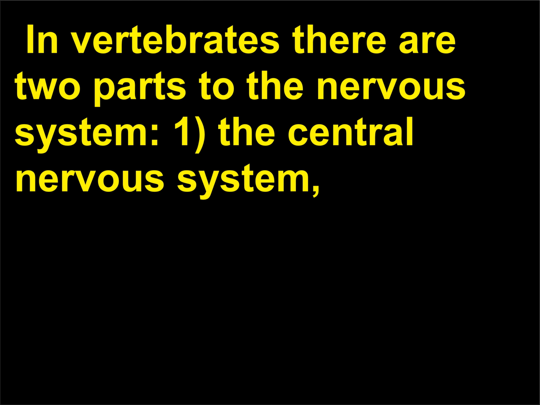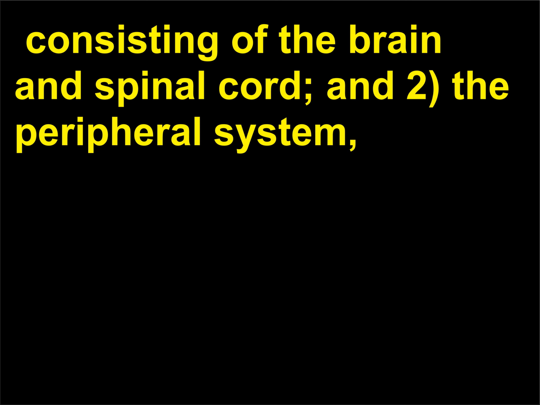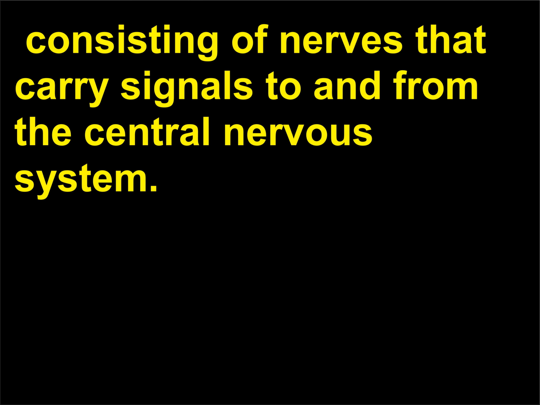In vertebrates there are two parts to the nervous system: 1, the central nervous system, consisting of the brain and spinal cord, and 2, the peripheral system, consisting of nerves that carry signals to and from the central nervous system.